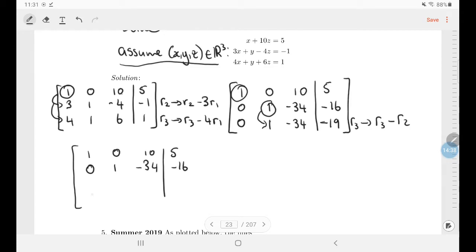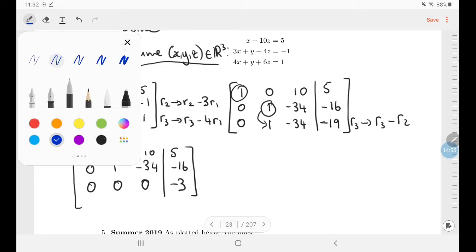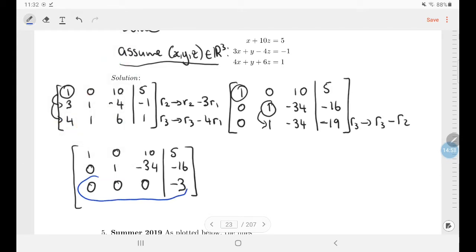So 0 minus 0 is 0. 1 minus 1 is 0. And minus 34 minus minus 34 is 0. And minus 19 minus minus 16 is minus 19 plus 16, which gives you minus 3. And here you see the issue. If you have a row like this, which says 0x plus 0y plus 0z is minus 3, that's impossible. The left-hand side of 0 can't equal minus 3. So that's nonsense, which implies the initial assumption of solutions was wrong. There are no solutions here.